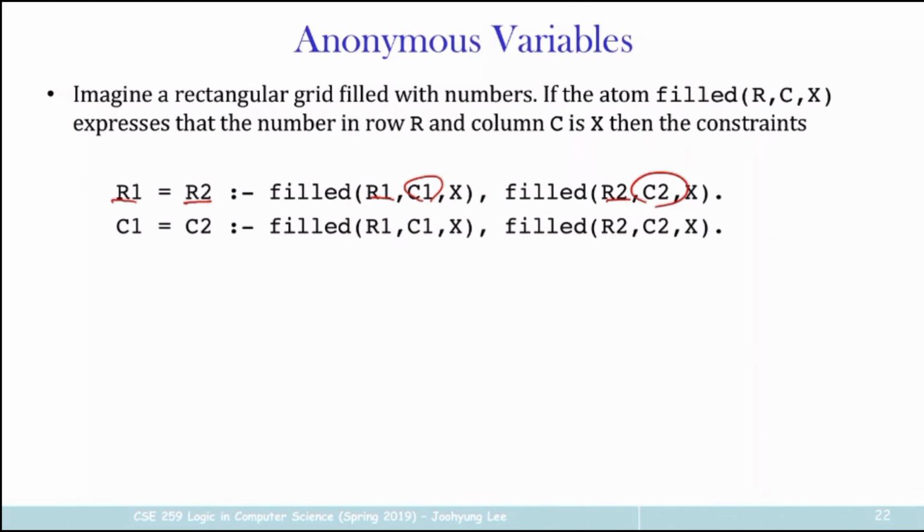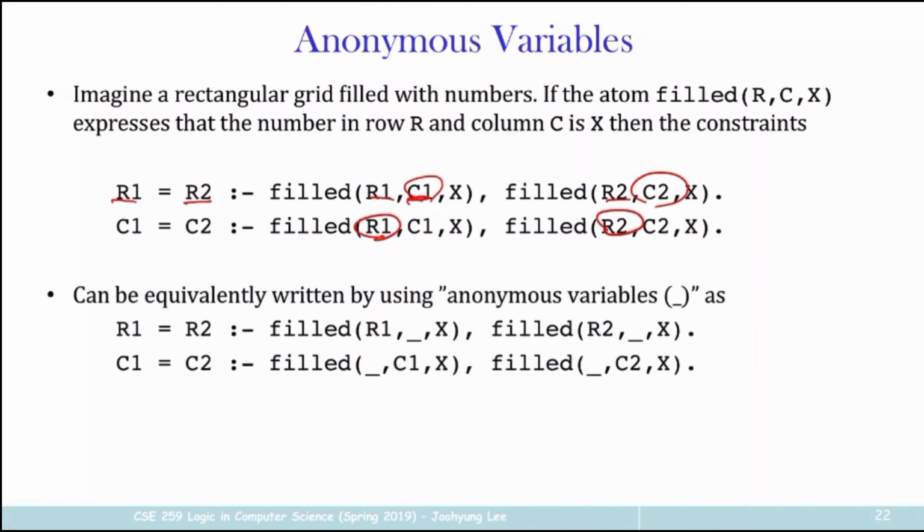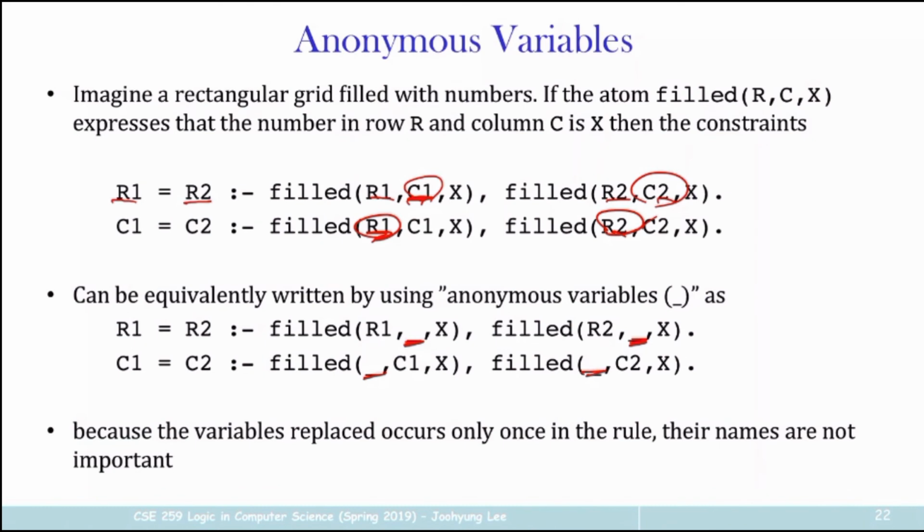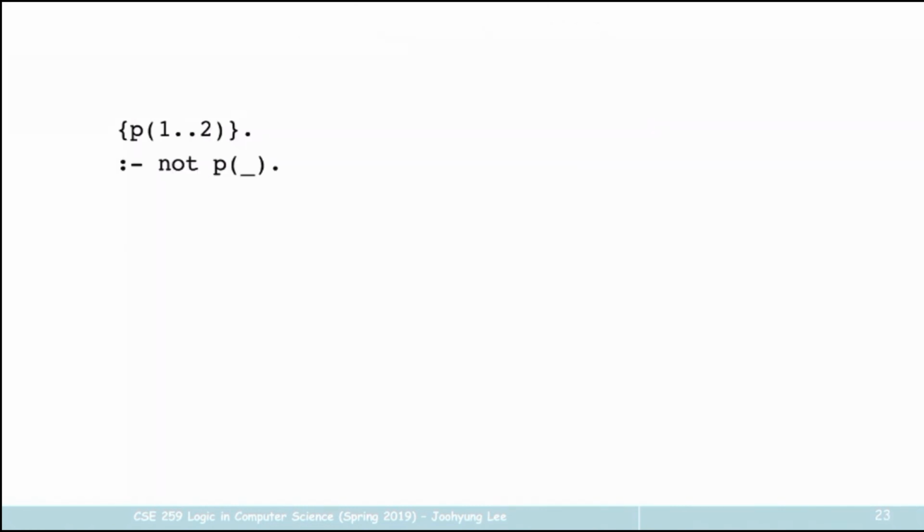And in the second rule, R1 and R2 appear only one time. In this case, we can make these anonymous variables. Because these variables occur only once in the rule, their names are not important, so we can just do this. In practice, this is interesting because you can avoid some issues with Clingo, which sometimes says the rule is not safe, but if you use an anonymous variable, you can solve some of that problem.